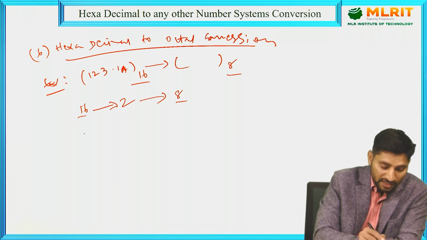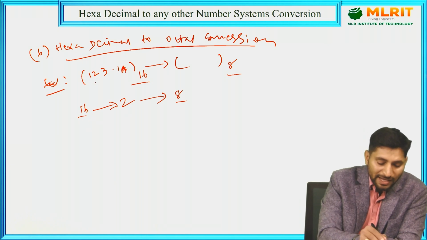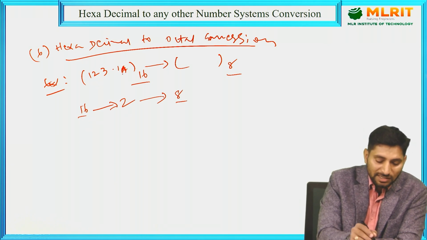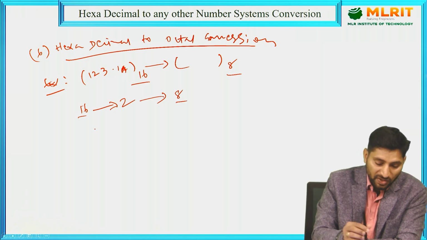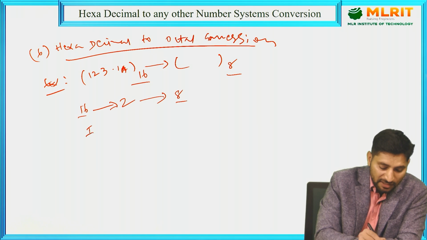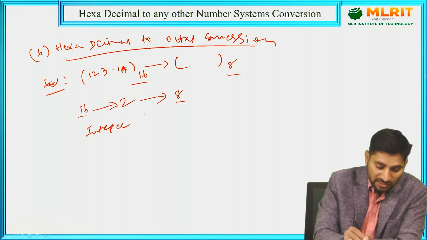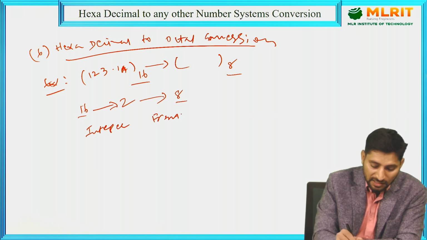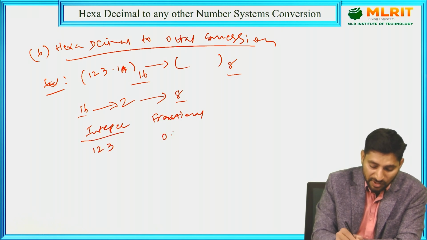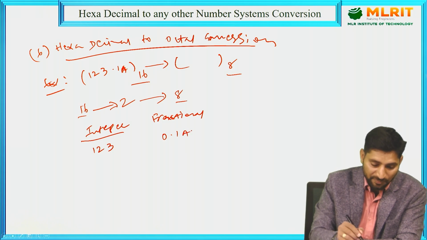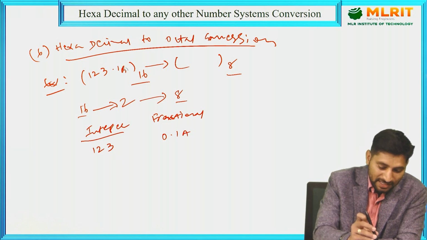Now here, how can I convert this 123.1A into binary? Same process as the previous one. So here I need to identify the integer part and fractional part, and we have to follow the same process. So here the integer part is 123 and the fractional part is 0.1A. Let me take an easy example.